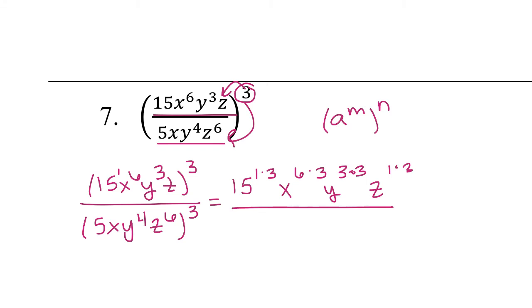Okay, now again, on the denominator, this has the same rule. This has stuff raised to another exponent, so we're going to apply the same rule. So 5 to the 1 times 3, x to the 1 times 3, y to the 4 times 3, and z to the 6 times 3.